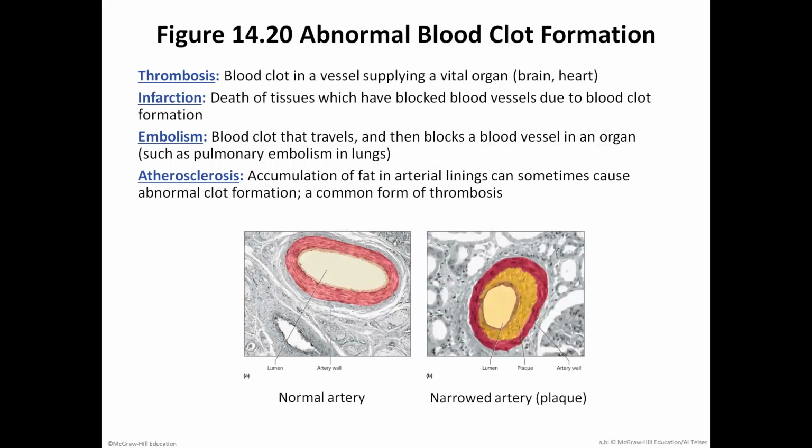And so when we think about these abnormal pieces, again, you may hear of thrombosis, which is going to be a blood clot in a very vital organ. You can hear of an infarct, which happens usually in the heart. So when you think of a myocardial infarction, that's a heart attack. So the tissues are actually dying because of this blocked vessel. You can have an embolism, again, which is a clot that travels and then blocks a very tiny little vessel, usually in the lungs or the brain. So you may hear of a pulmonary embolism. And atherosclerosis is actually an accumulation of fat from usually an abnormal clot formation. And usually that common form is the thrombosis.